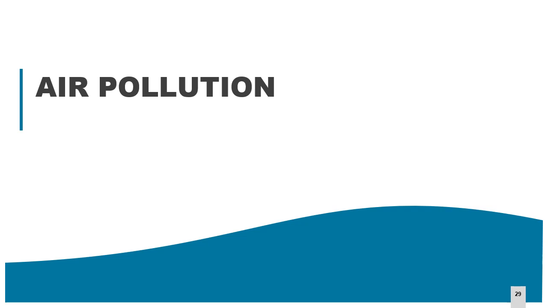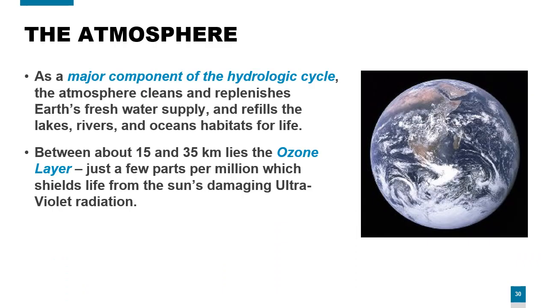Air pollution is, of course, ano nga ba ang air pollution? Of course, before we talk about air pollution, let's talk about the atmosphere. The major component of the hydrologic cycle is the atmosphere. The atmosphere cleans and replenishes the Earth's freshwater supply and refills the lakes, rivers, oceans, and habitat. Di ba? Sa water cycle, involved doon ang atmosphere because involved doon ang evaporation and precipitation.